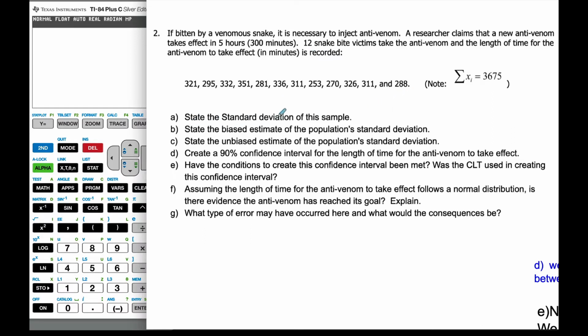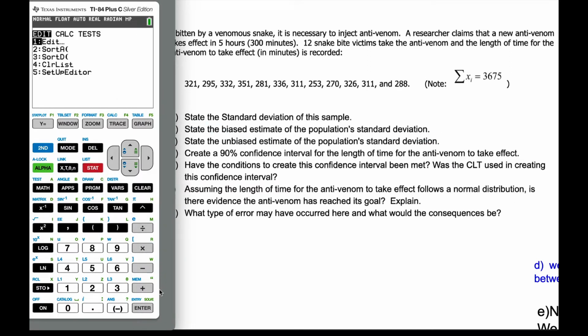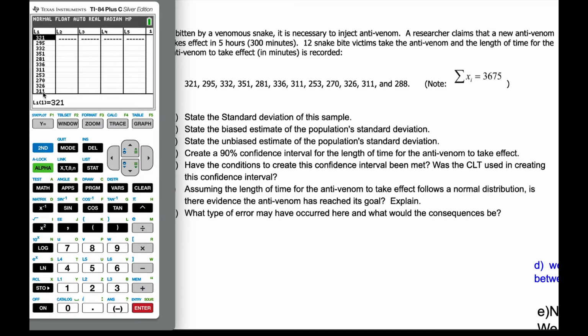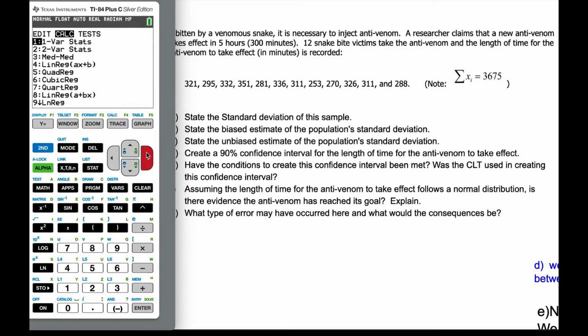I want to state the standard deviation of this sample, the biased estimate of the population standard deviation, and the unbiased estimate of the population standard deviation. Okay, so let's go to my calculator. I'm going to go to stats, and you will see I've added all the values in here already. If I go to stat and calculate, my one variable statistics in L1, I check to make sure I've put it in correctly, 36575, that's correct.